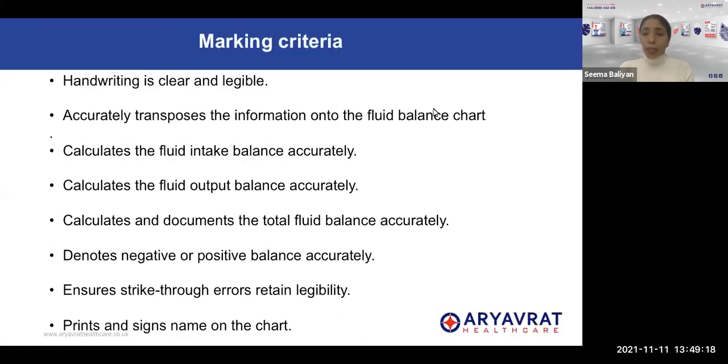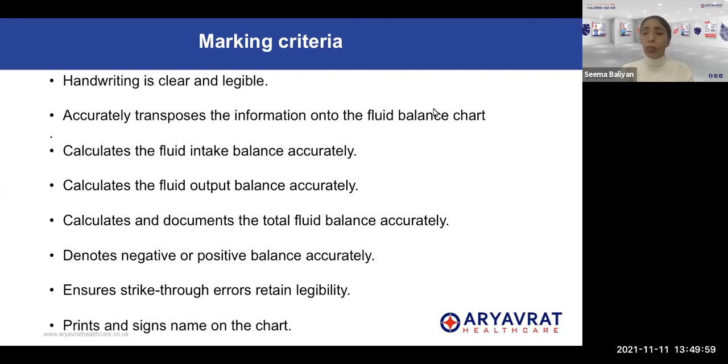Let us make ourselves aware of what the marking criteria is for fluid balance. Again, it's a simple marking criteria, but an important one. First and foremost, the handwriting should be clear and legible, because if you are not able to read, then there is no point. You should be able to accurately transpose the information onto the fluid balance chart. You need to calculate the fluid intake balance accurately, and likewise calculate the fluid output balance accurately. And then you need to calculate and document the total fluid balance accurately.